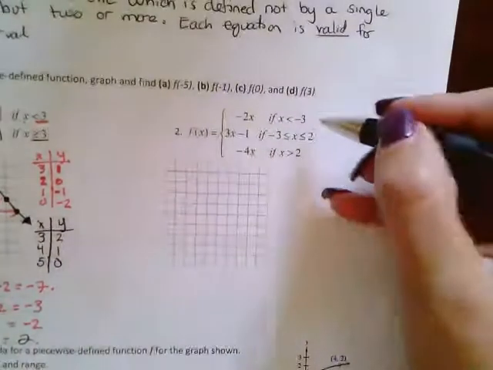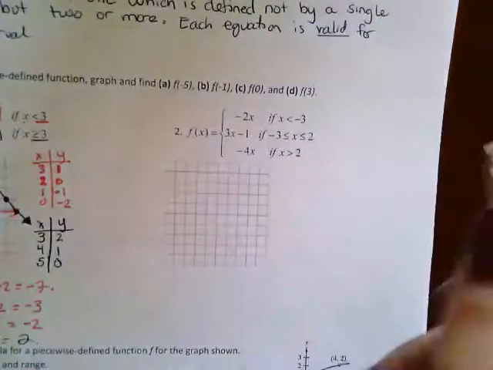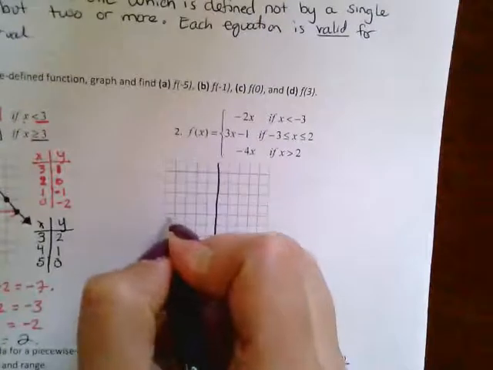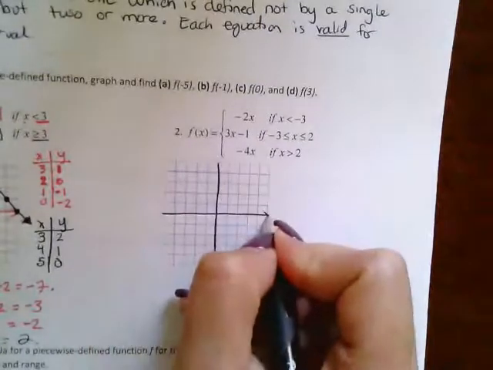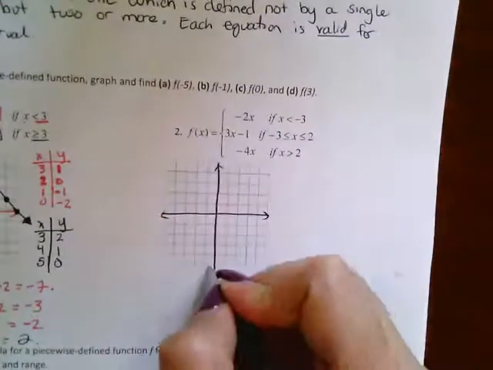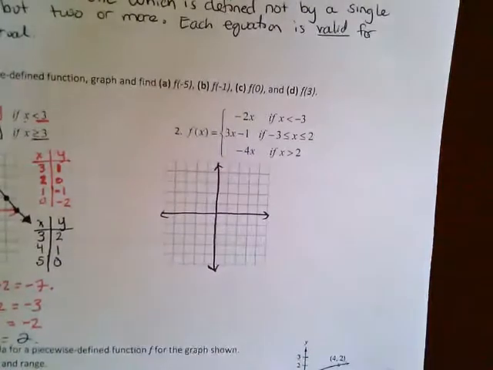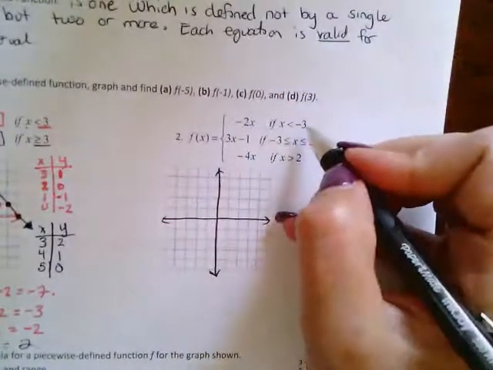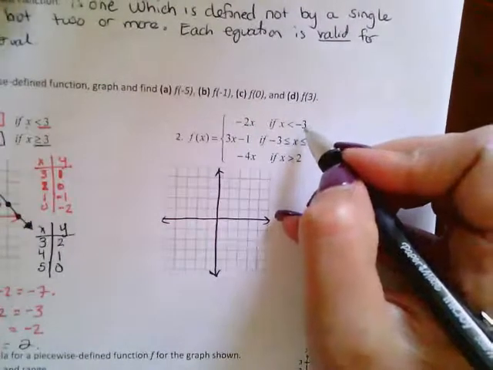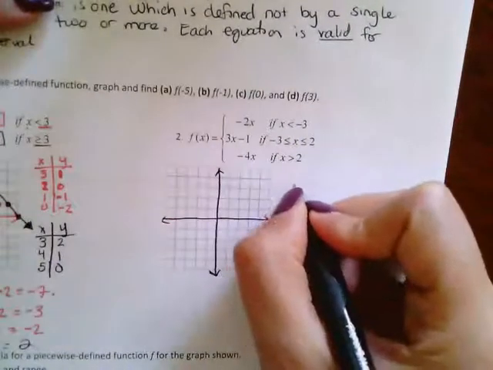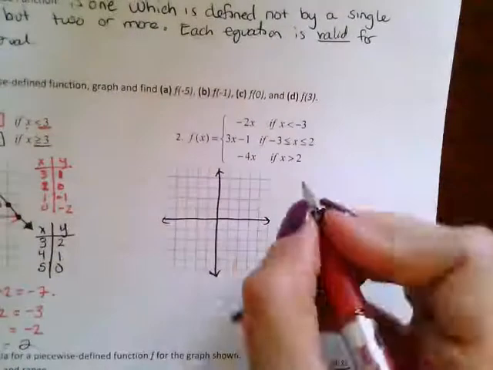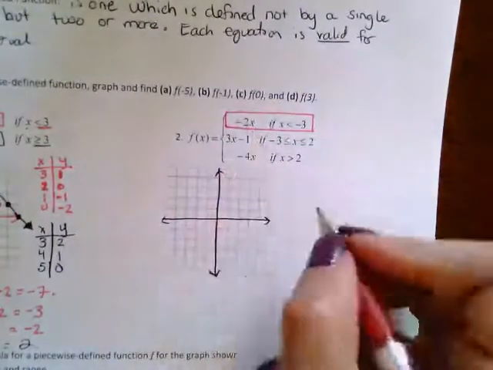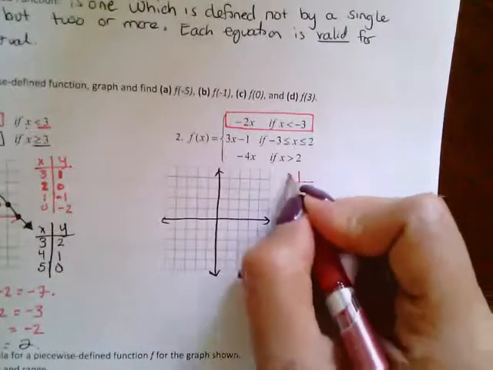Okay, now this is a 3-part function. So let's graph our 3 parts. And again, if you're pretty good at this, then you should know how to graph this without a table. But if you need the table, it's fine. So let's first do this one right here. And that's a linear function.